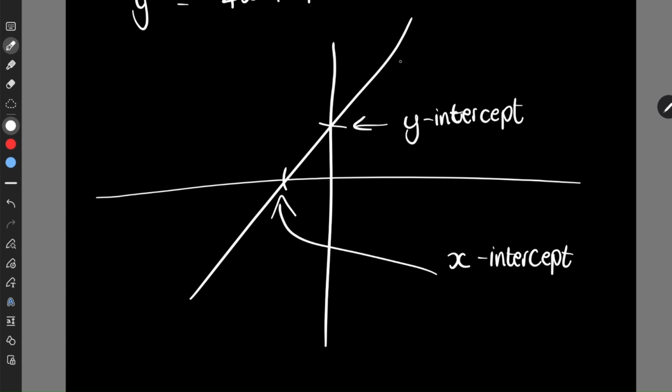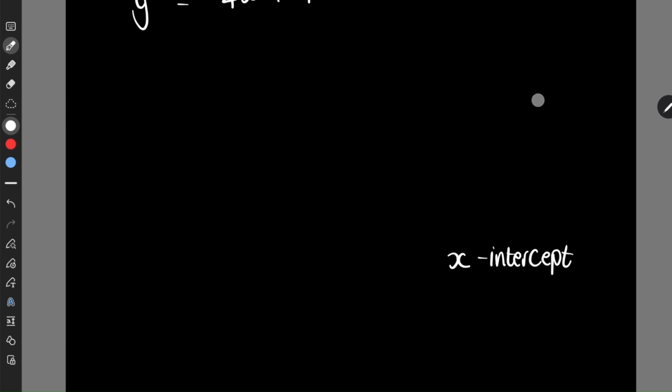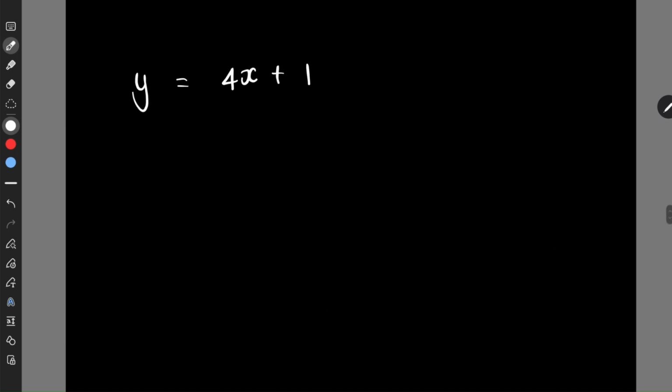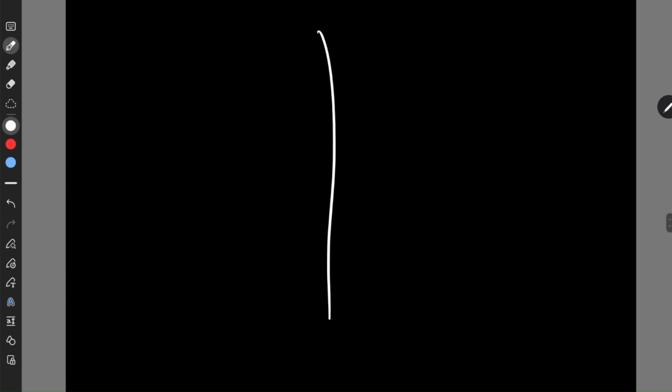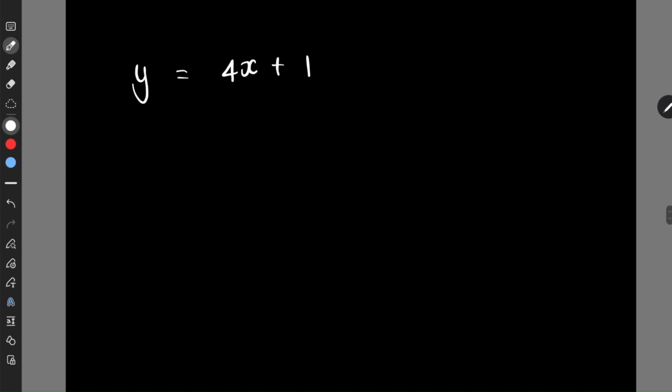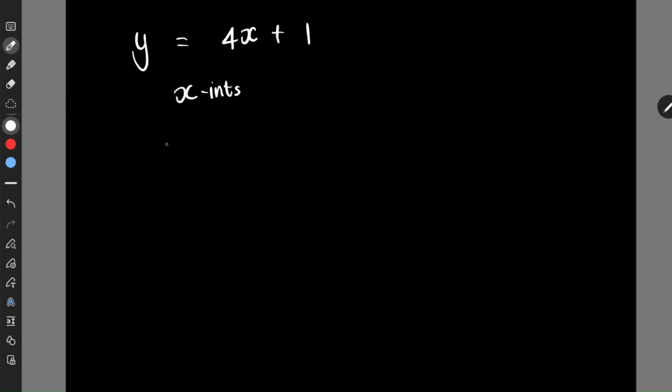Then with straight lines, you can just join those 2 points and bada bing, bada boom, you've got your line, assuming that it doesn't just go through the origin. But the way you go about finding x-intercepts, or x-ints for short, or y-ints, is by making the other one equal to 0. So let me show you what I mean.